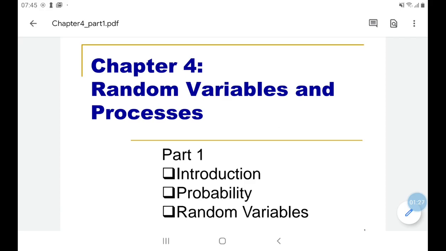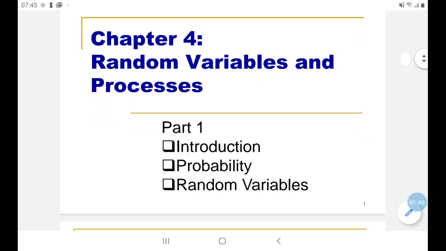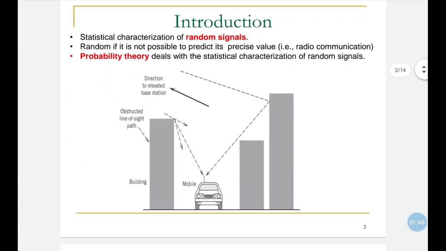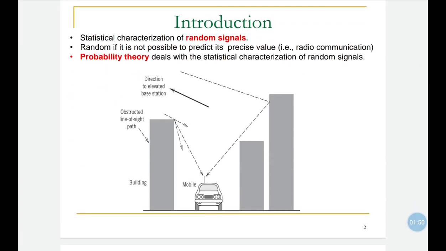Principle of communication system. By the way, this chapter I divide into two parts. Part 1 is introduction, probability and random variables, whereas part 2 is about the distribution function. We will have that later on. As an introduction, I want to explain first how this chapter relates to the course.